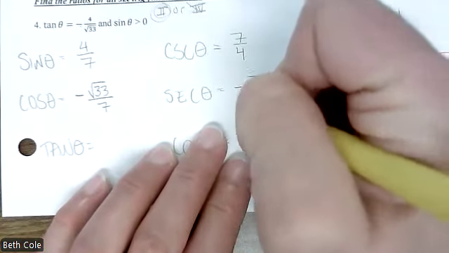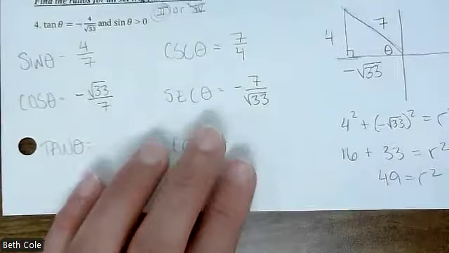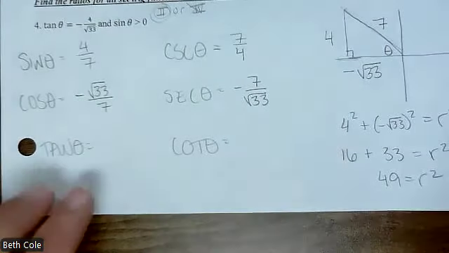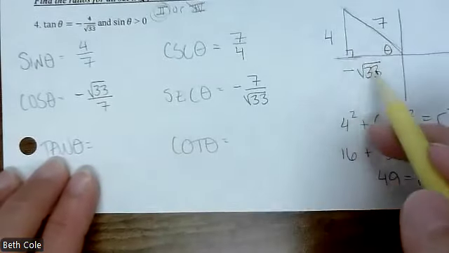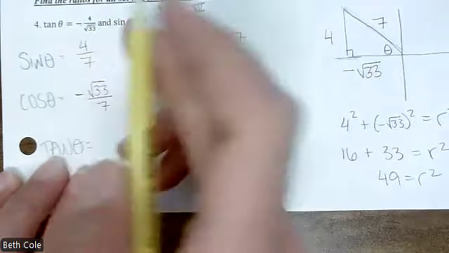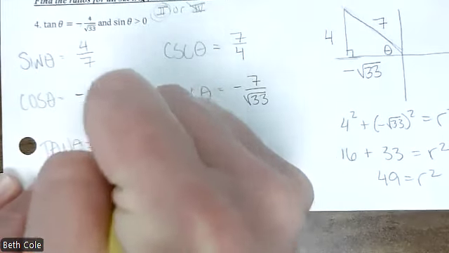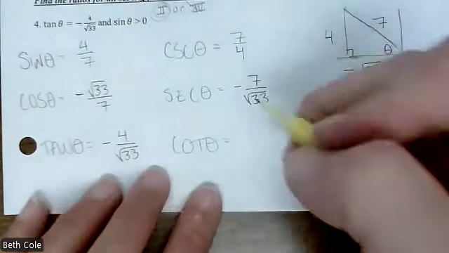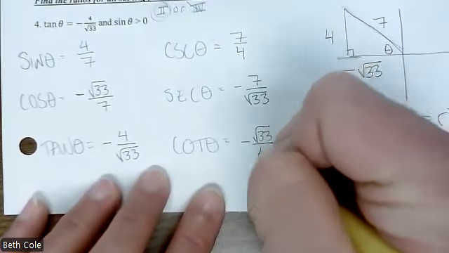Secant, you're going to flip it. Yes, but I always save that for the end. Tangent, you can either look at your triangle or that was given in the problem. So like we were given that one. And then for cotangent, you're just going to flip it.